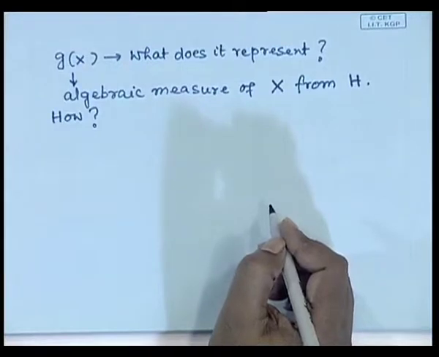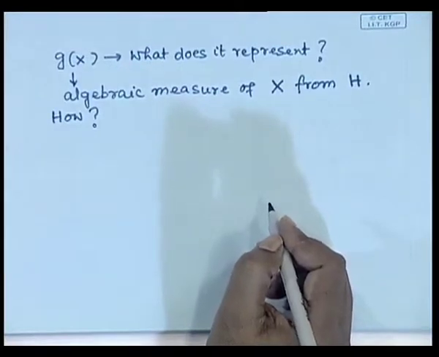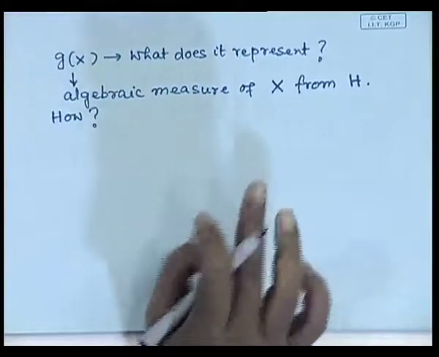How do we say that this g(x) represents an algebraic measure? It is not the exact distance value, but it is a measure of the distance value. I mean something proportional to the distance, the algebraic distance of the vector x from the decision surface, from the hyperplane H. How does it give us that measure? Let us consider a case in 3 dimension.